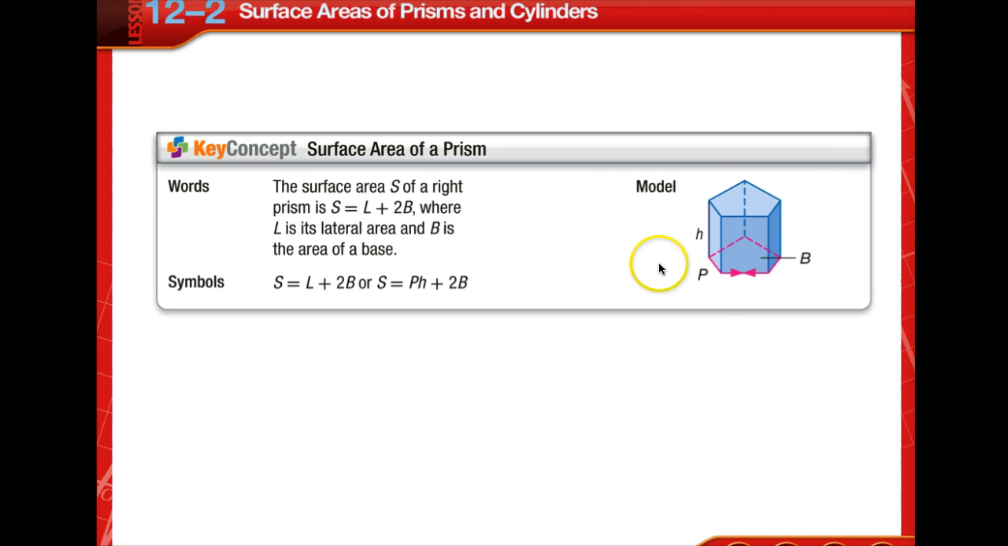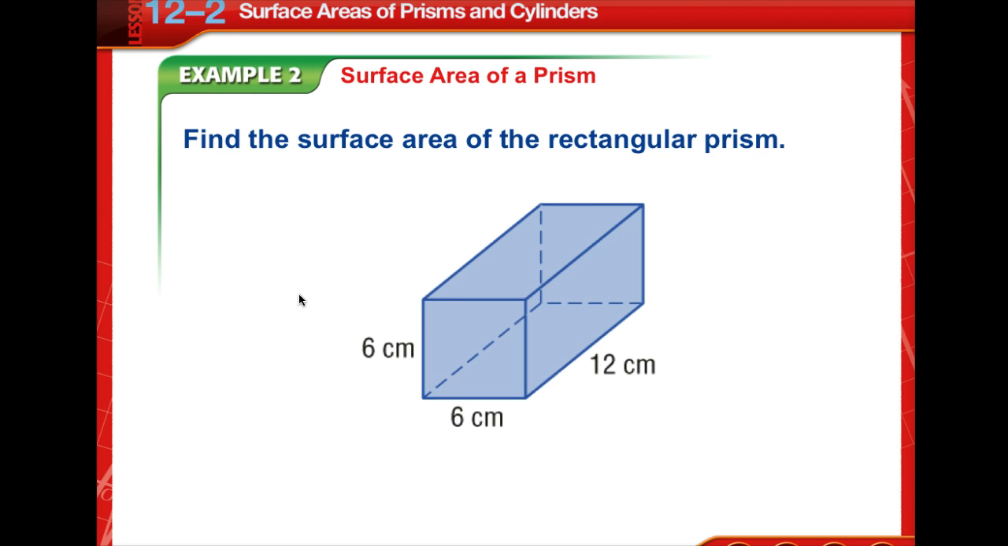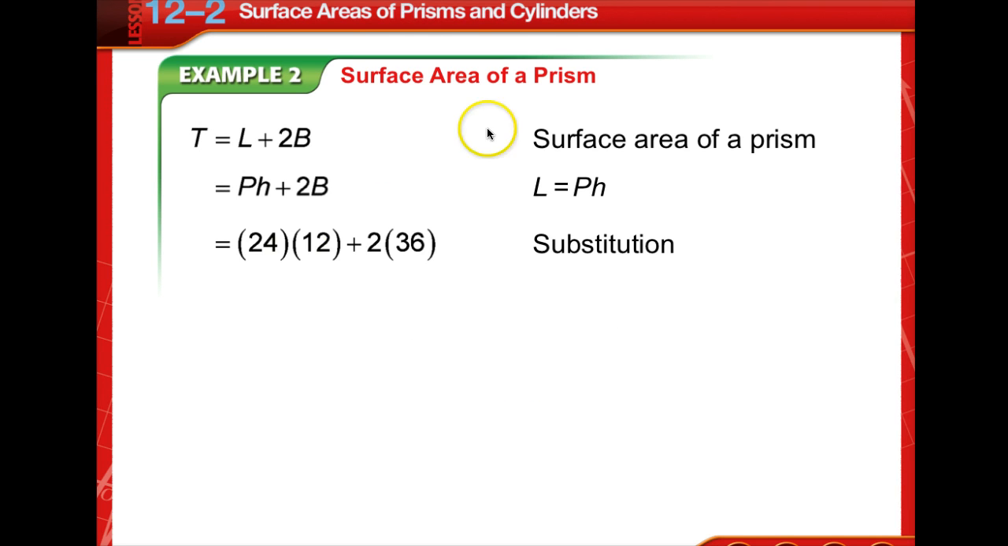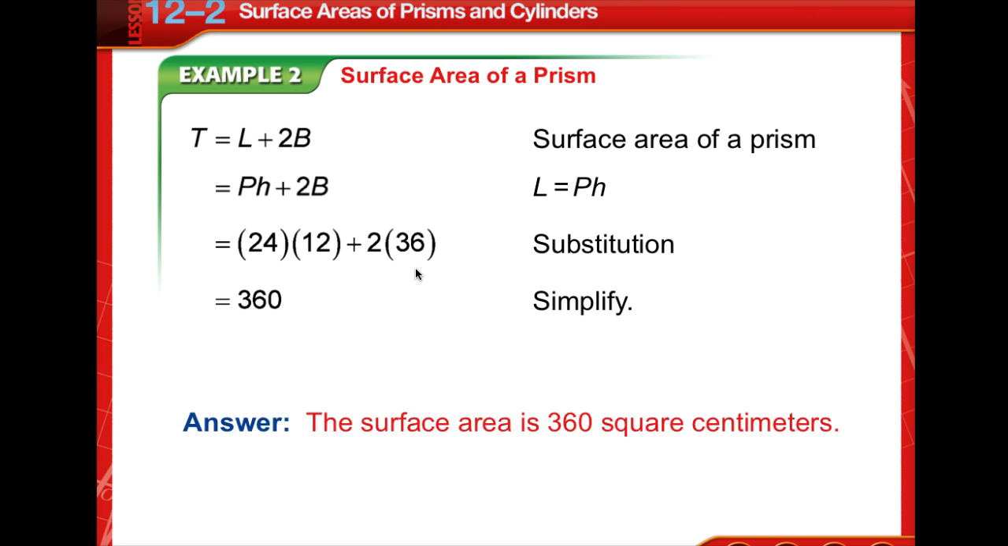Key concept: surface area of a prism. The surface area, which is represented as S, of a right prism is the lateral area plus 2 times the area of the base. So here we're to find the surface area of the rectangular prism. When I'm working these, I always start finding the pieces parts first. I find the lateral area, then I find the area of the base, and then I put it all together. So the surface area is 360 square centimeters.